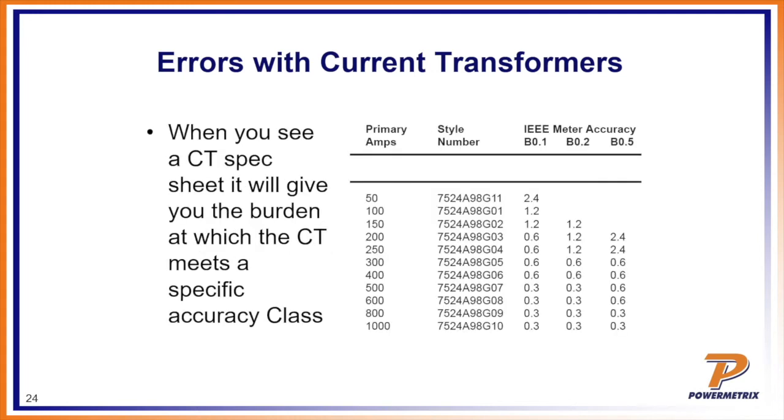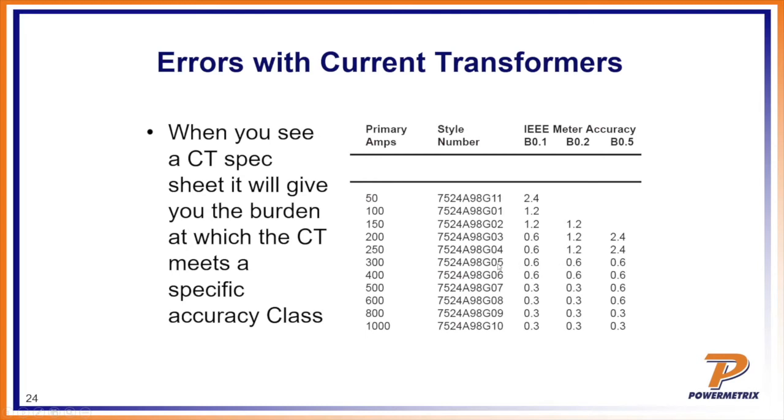When you get a CT from the manufacturer, they usually supply an accuracy and burden table. So on this particular CT, it's showing here the meter accuracy. So this B 0.1 means with 0.1 ohms and 0.2 ohms and 0.5 ohms, here is the accuracy range guaranteed based on the amps in this CT. So for example, this CT at 1,000 amps is guaranteed 0.3% class, 0.3% error, all the way up to 0.5 ohms.